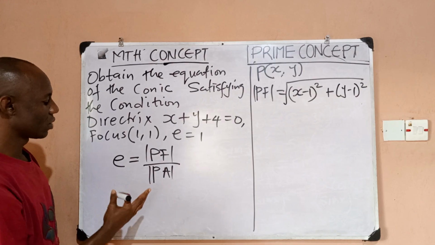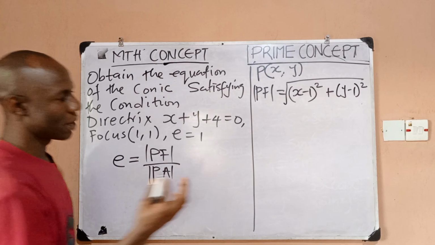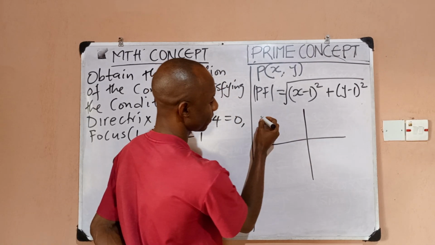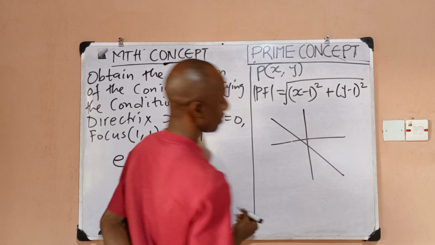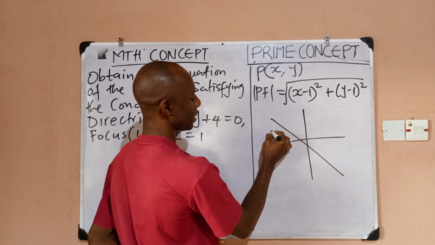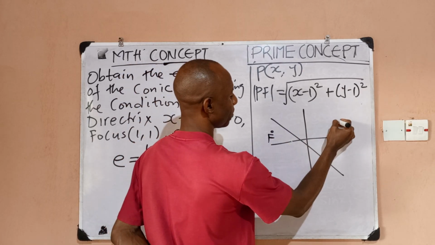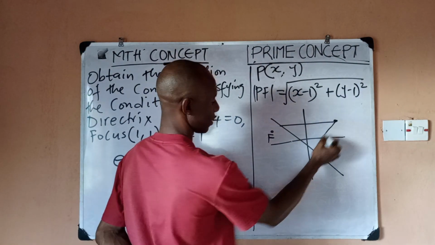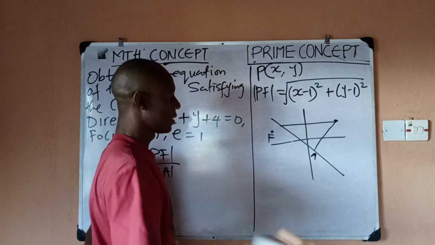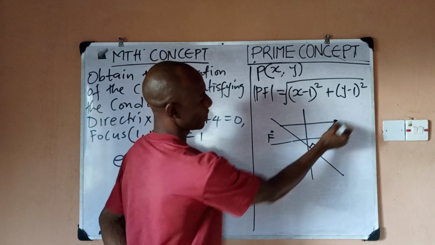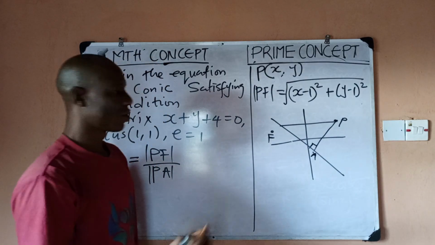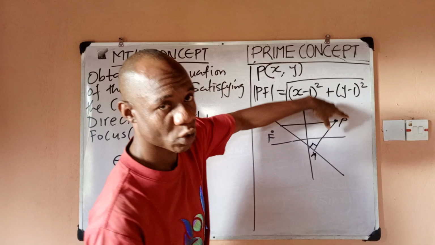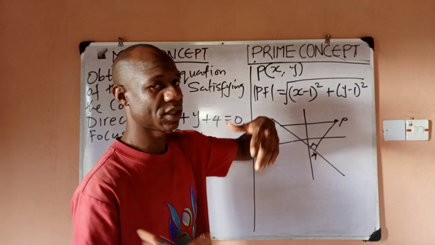Then the next thing we want to get is the distance PA. Remember, if you have your coordinate system like this, and say this is your directrix, and this is our focus, then we pick a point like this, and we'll have a point A here. This distance is actually a perpendicular distance. So this distance, PA, is what we want to get. I just had to draw this so that you'd understand what we're trying to do.